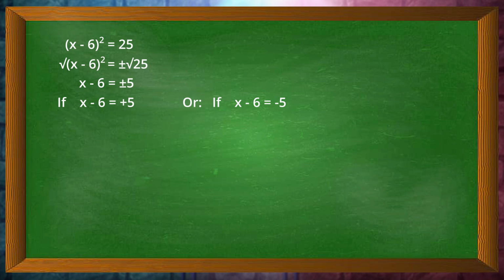Another example is solve (x minus 6) squared is equal to 25. You need to find the square root of both sides, then make two linear equations, one with a positive square root and the other with a negative square root. x minus 6 is equal to plus 5 leads to the solution x is equal to 11. x minus 6 is equal to negative 5 leads to the solution x is equal to 1.